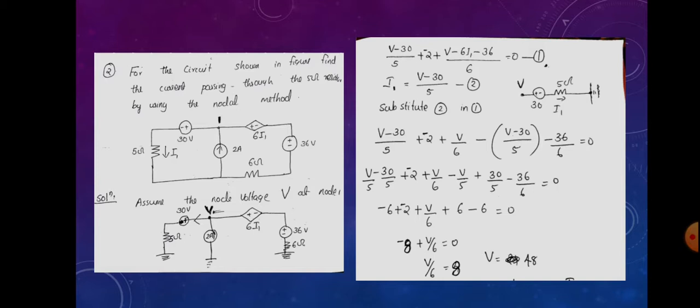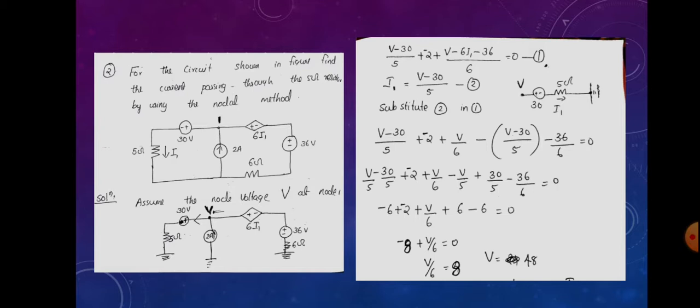Next is the branch containing the dependent source, the 36 volt battery and the 6 ohm resistor. We can write the equation for the current passing through that branch as (V minus 6I1 minus 36) by 6, equal to 0. So that is the first equation. What is the first equation? (V minus 30) by 5 plus (minus 2) plus (V minus 6I1 minus 36) by 6 equal to 0. That is the first equation.